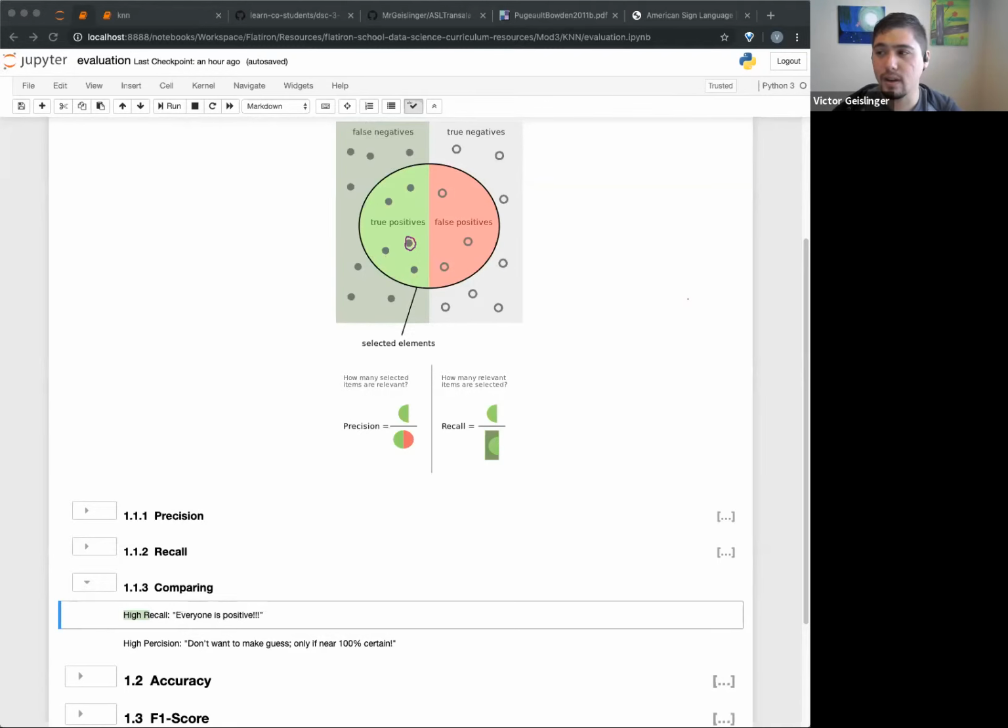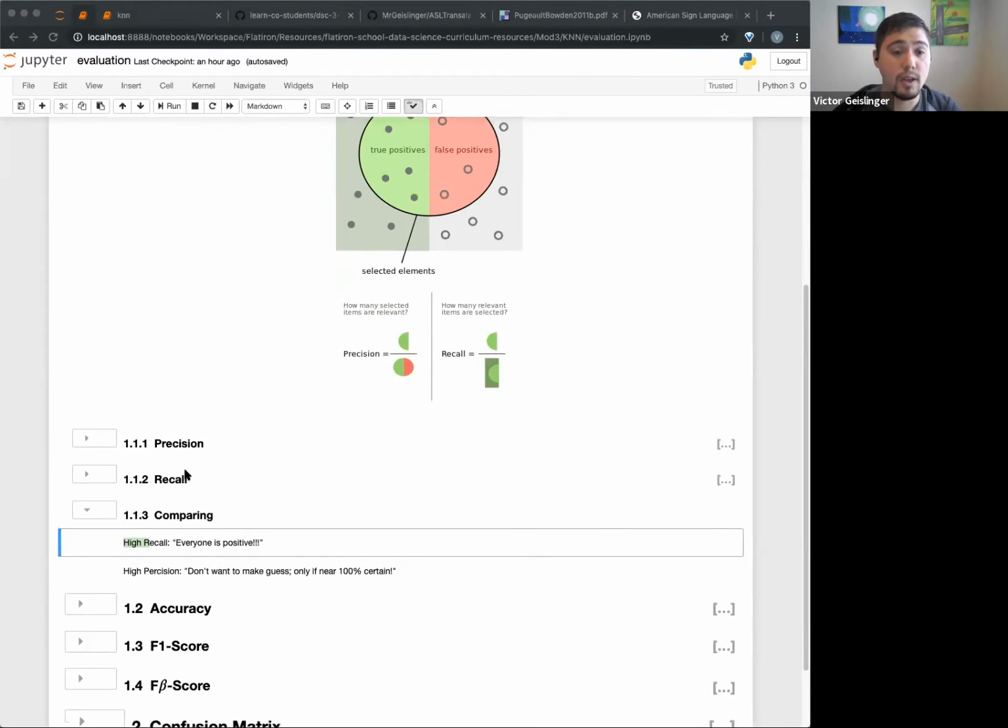And so just know that when you do precision versus recall, they're conflicting, and you have to decide what is more valuable. Is it better to be more precise, or is it better to have more recall? And it depends on the situation.